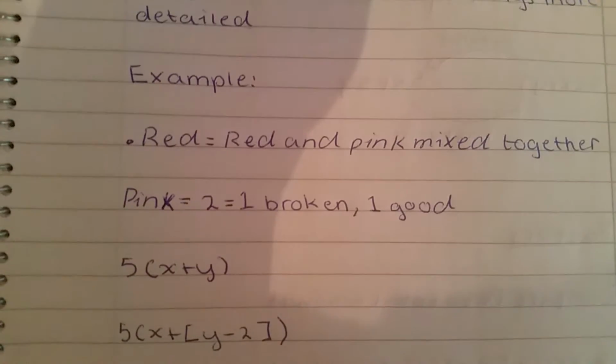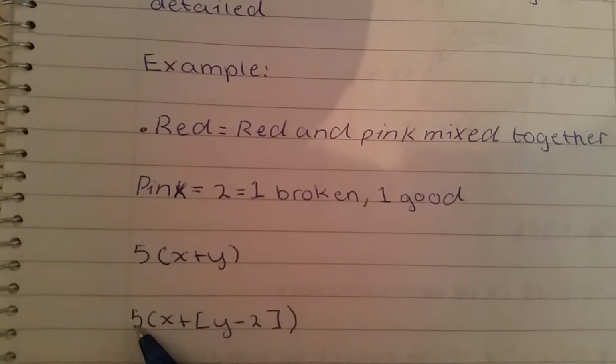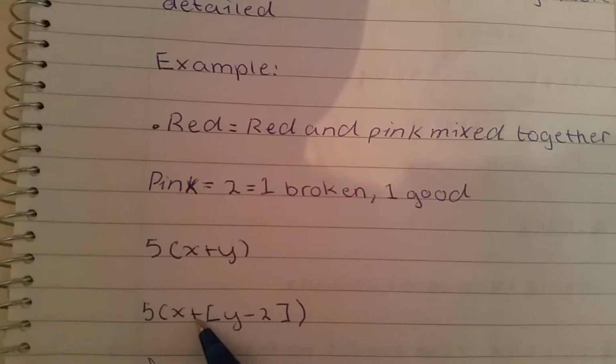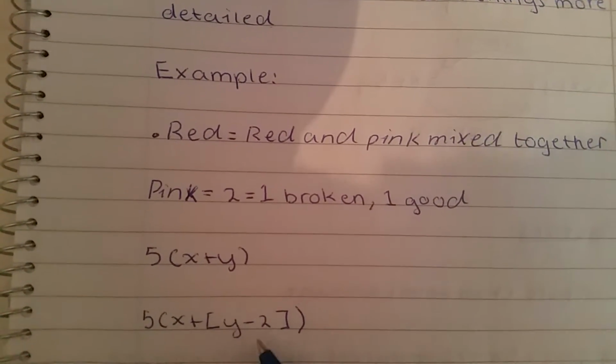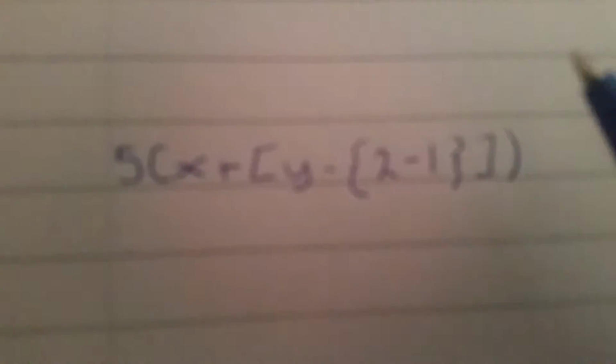Then, to make it more detailed, we would write 5 multiplied by (x plus y minus 2). Okay, then here, to separate the broken and the good ones, we would write 5x minus y minus 2 minus 1.